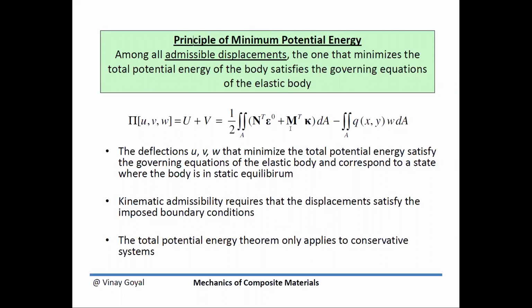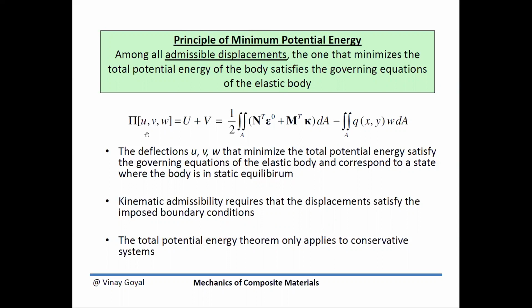And that particular set of deflections is the one that satisfies the governing equations of elasticity. Meaning, the deflections that minimize the total potential energy are those deflections that really cause the system to be in equilibrium. That's really what we're saying here.